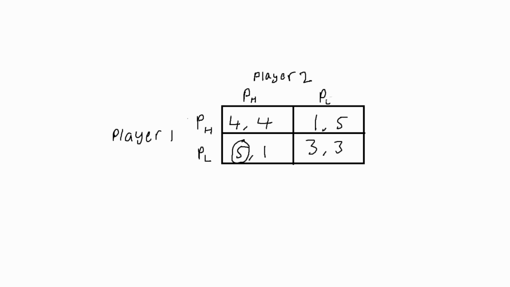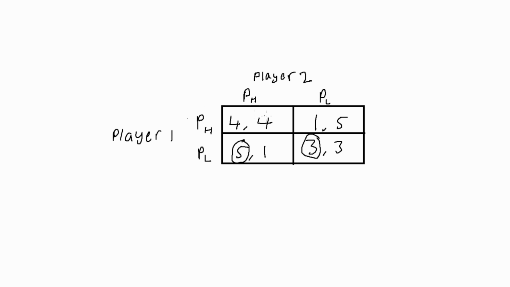Now we'll consider the same thing if player 2 is going price low. They can either get a payoff of 1 or a payoff of 3. And again, they would prefer 3 to 1. And so you can see that in this game, player 1 actually has what's called a dominant strategy of choosing price low, because that will always be their choice regardless of whether player 2 chooses price high or low.